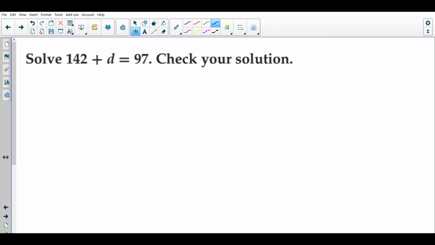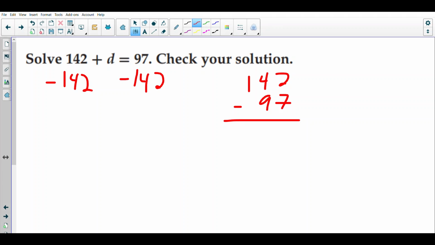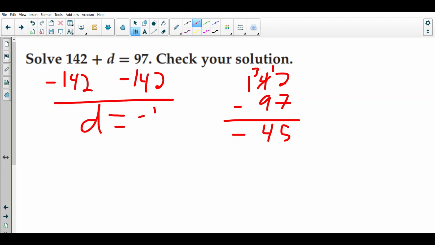Now, just another problem. 142 plus d is equal to 97. That's a positive 142, so I need to subtract 142. The signs are different, so I have to do a little bit of math: 142 minus 97, and my answer is going to be negative because 142 is bigger. I need to borrow here. I get 13 minus 9 is 4, and 5. So d is equal to negative 45.